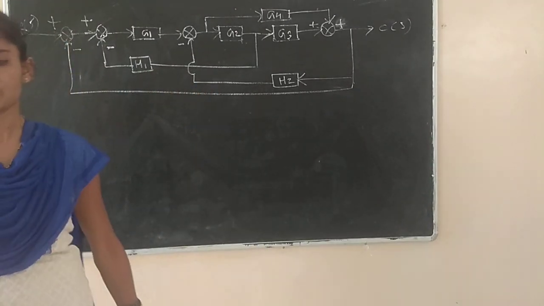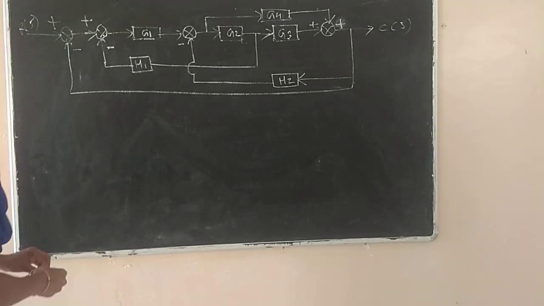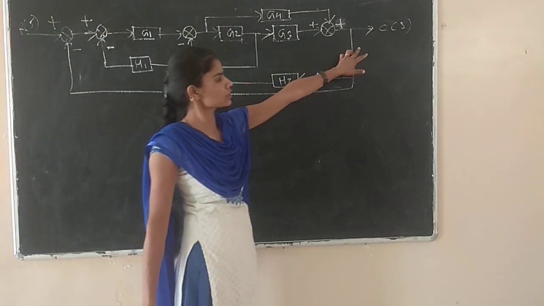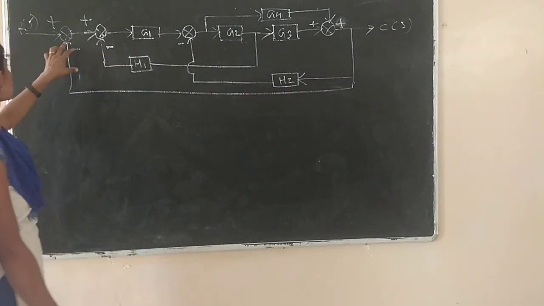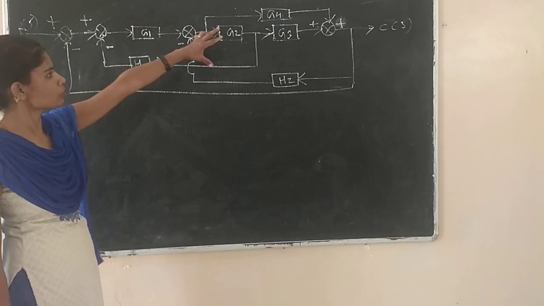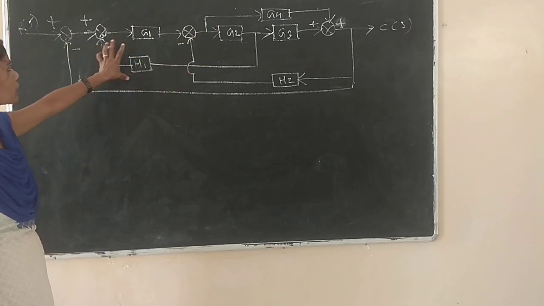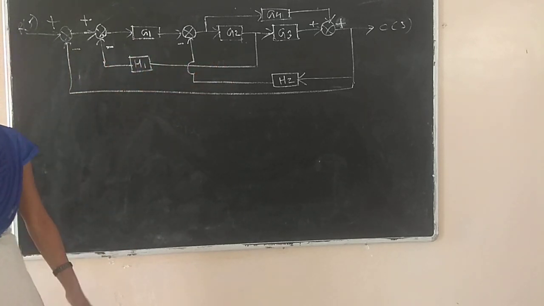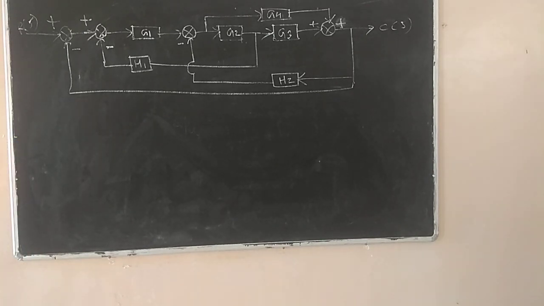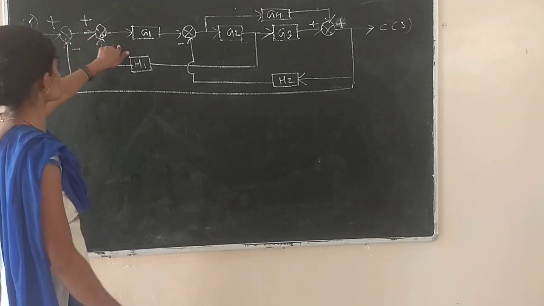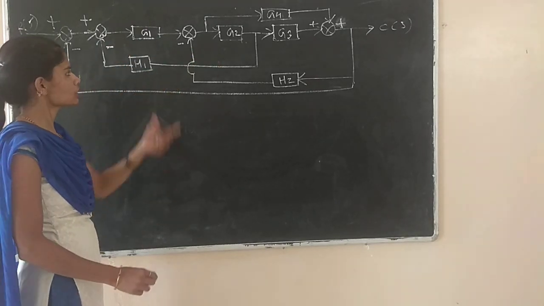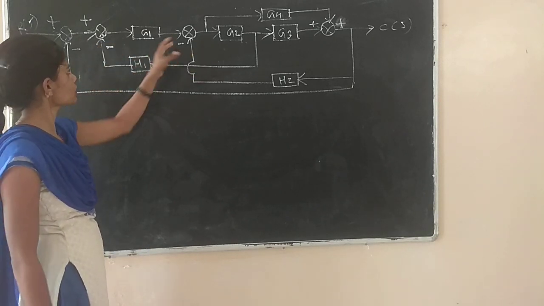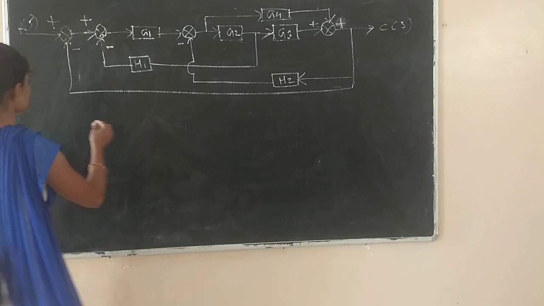Here is an example. In that, the input is R(S) and the output is C(S). Four summing points are used, and there are take off points. First, we name all the summing points and take off points. The first process in signal flow graph is that all summing points and take off points are named. Then the diagram becomes like this.